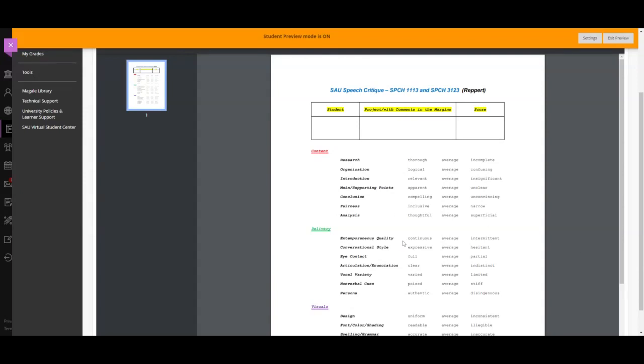So again, is your extemporaneous quality continuous, conversational style expressive, eye contact full, articulation and enunciation clear? I'll come back to that. Vocal variety varied. You're not speaking in a monotone. Are your nonverbal cues poised? Is your persona authentic? Now let me focus on this area where I've got the cursor. Articulation and enunciation.